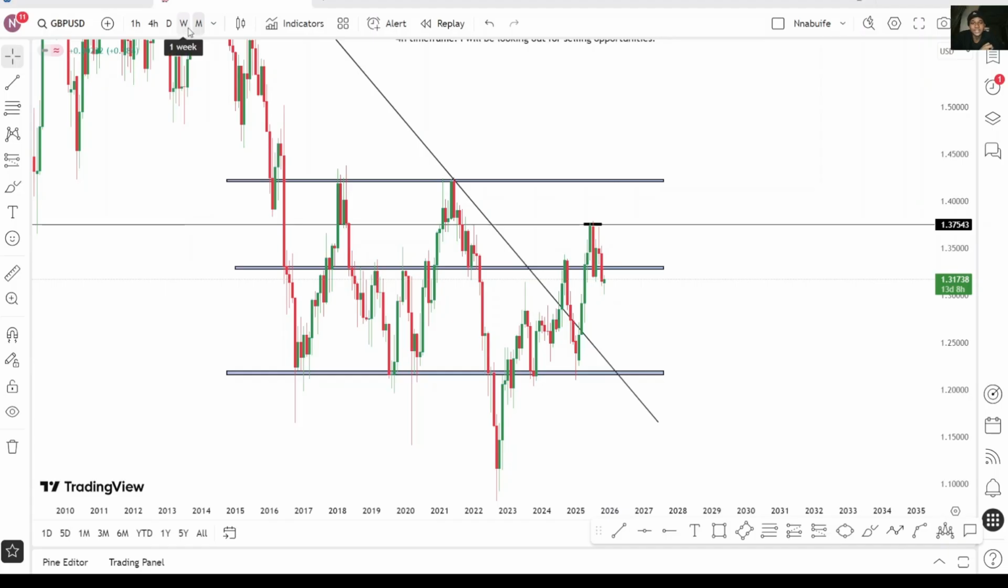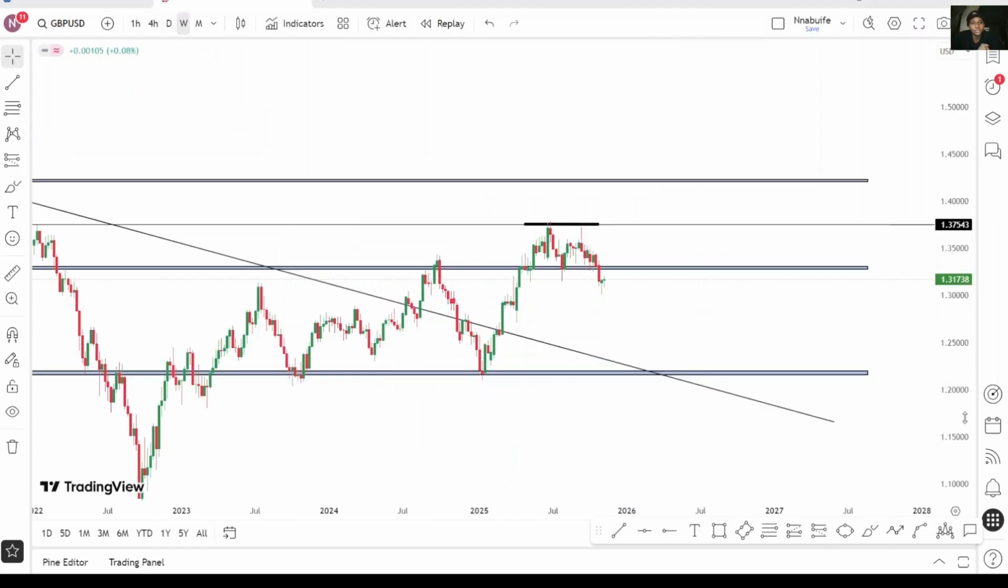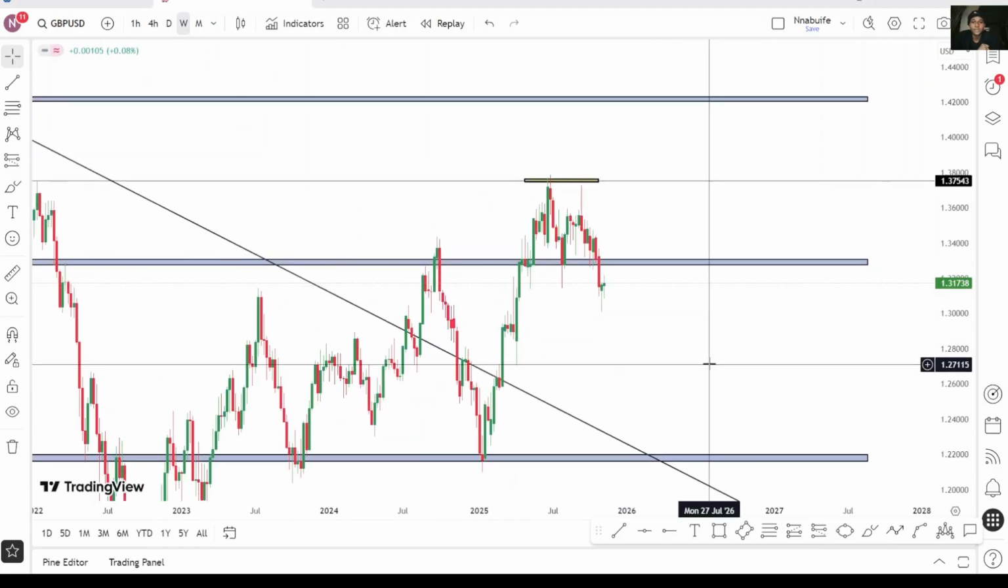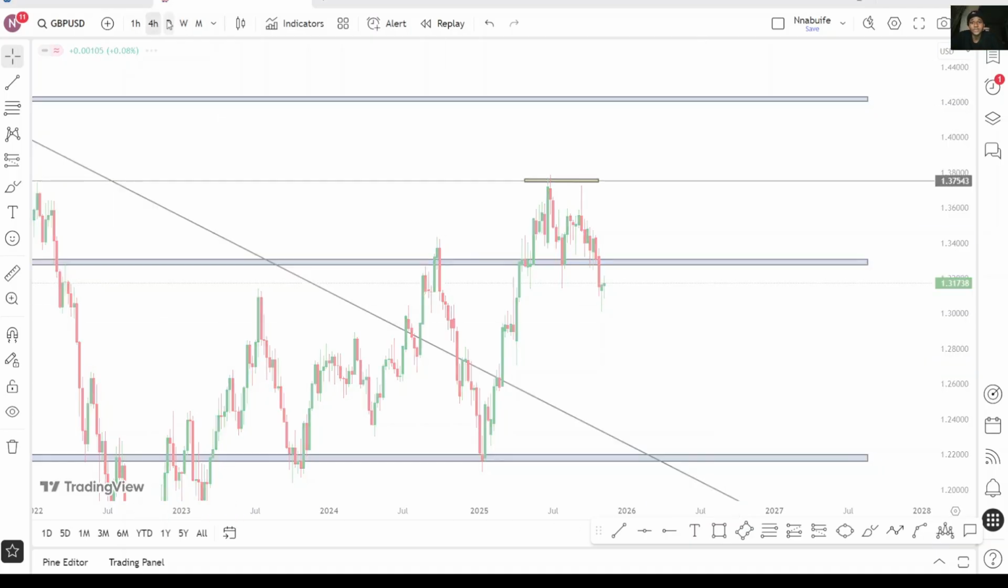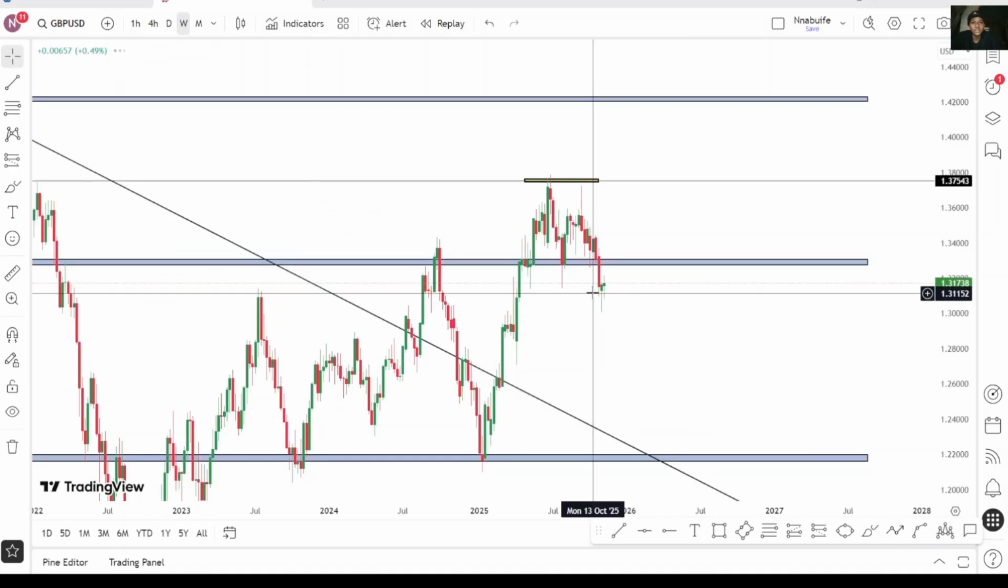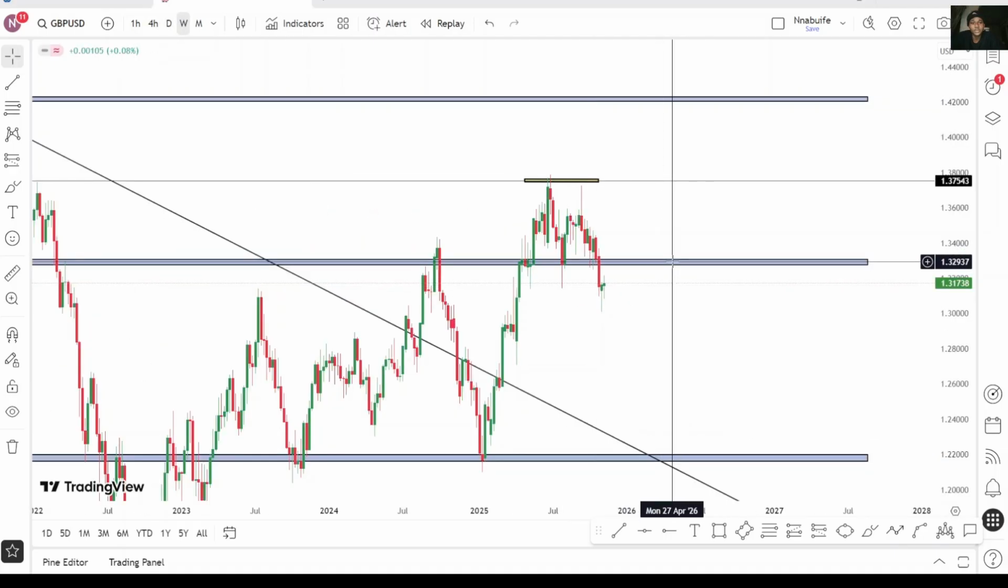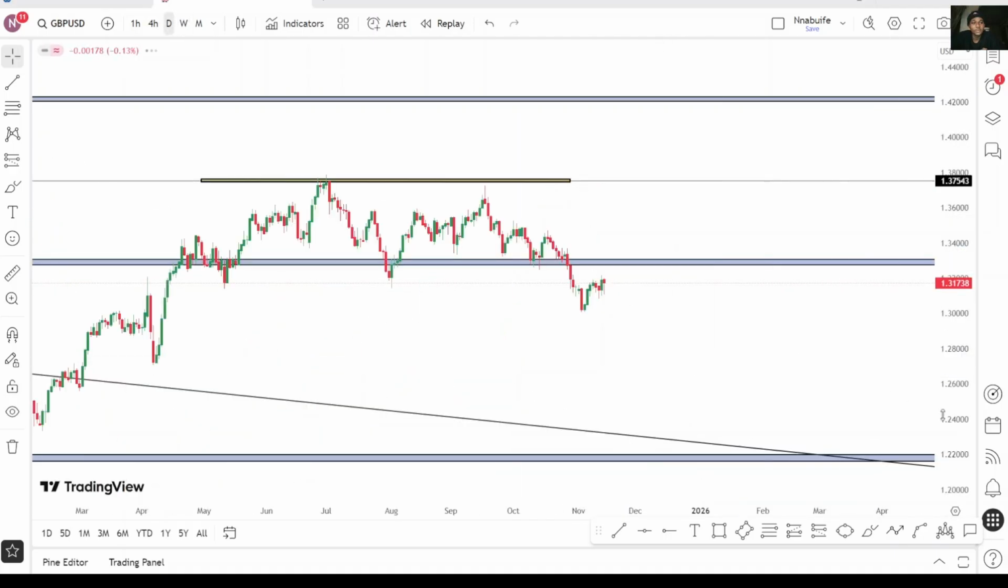Knowing this fact, I then came over to the weekly time frame and I spotted a double top. You guys know on BTCUSD we spotted a double top, a reversal chart pattern to the downside. Now on GBPUSD on the weekly time frame, we have spotted another double top, which is a reversal chart pattern to the downside. Simple and straightforward. I come over to the daily time frame. You can see that we've broken the neckline. For a chart pattern to be valid, we need to break the neckline. So now that we've broken the neckline, it's validated.